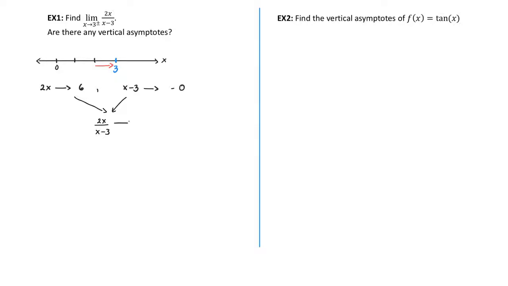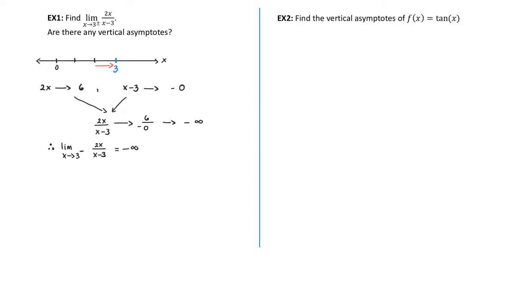So remember, the numerator is approaching 6, the denominator is approaching 0 from the left. So then that means 6 over something very, very small is something very, very large. So this is approaching negative infinity. That means that I can conclude that the limit as x approaches 3 from the left of 2x over x minus 3 is going to be equal to negative infinity.